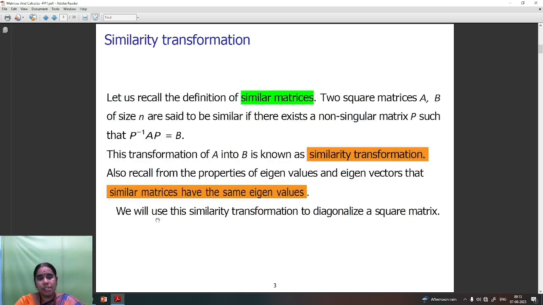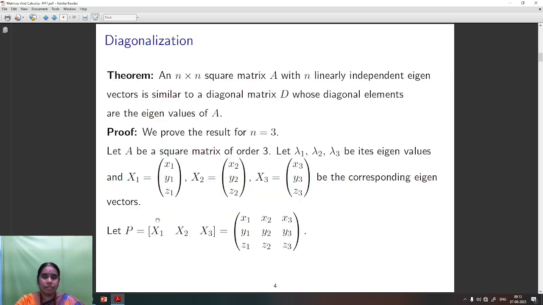First, the definition of similar transformation. Let us recall the definition of similar matrices first. Two matrices are said to be similar if there exists a non-singular matrix P such that P inverse AP is equal to B. Then we say that the two matrices A and B are similar. This transformation of A into B is known as a similar transformation, and we recall the property of eigenvalues and eigenvectors that similar matrices have the same eigenvalues. We will use this similar transformation to diagonalize a square matrix.